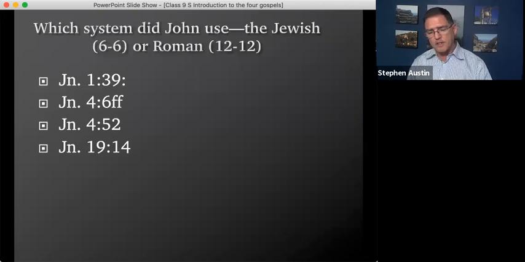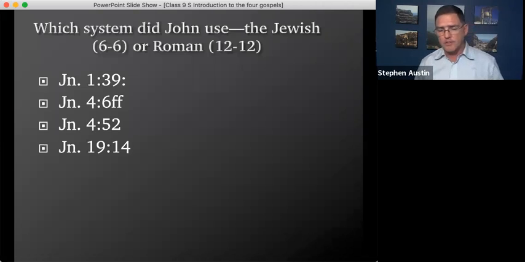And then John 4:52 could also be either calendar. It mentions the 7th hour that this son of the official was healed. So that could be the 7th hour, like 1 o'clock in the afternoon, or maybe the 7th hour, like in the evening, or perhaps even 7 in the morning. So we don't know about that one for sure.